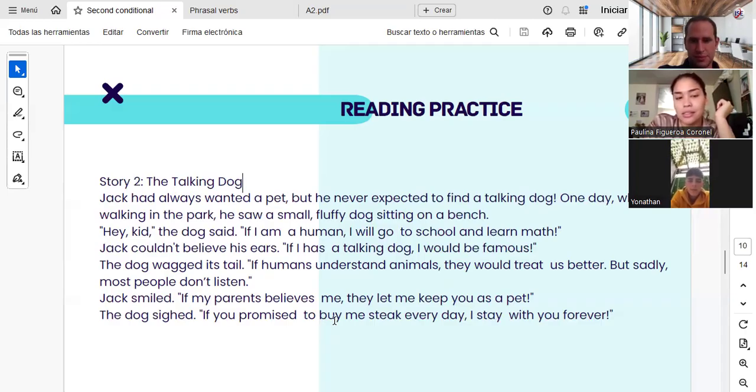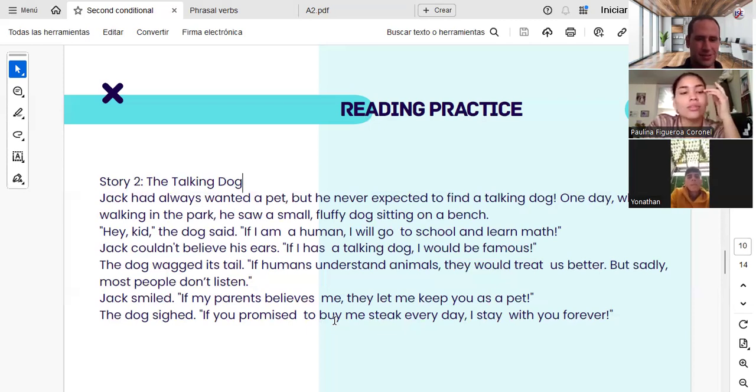The dog sighed. If you promise to buy me a stick every day, I stay with you forever. Okay. Could you identify the mistake, Paulina?